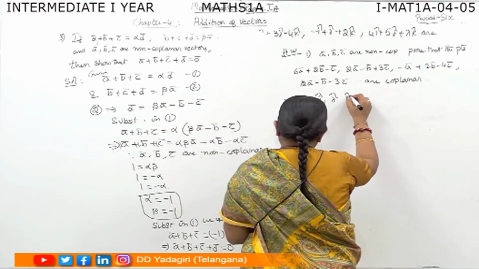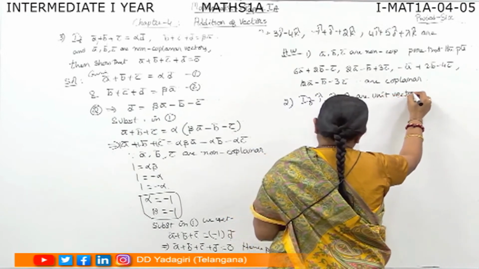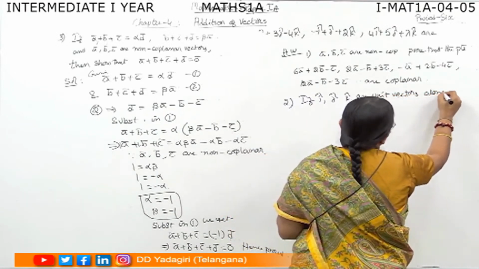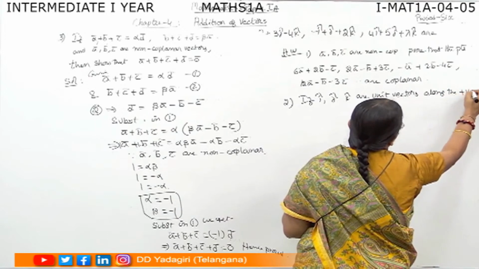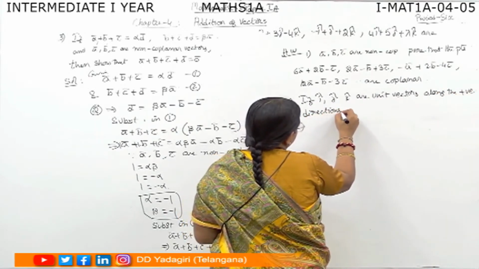Now if i, j, k are unit vectors, we know i, j, k are vectors along the positive directions of the coordinate axes. The question is given like this.